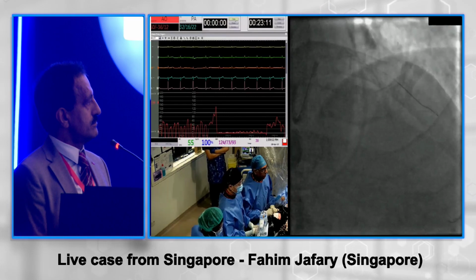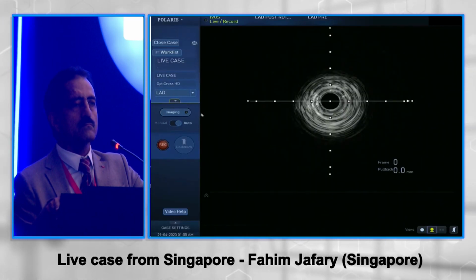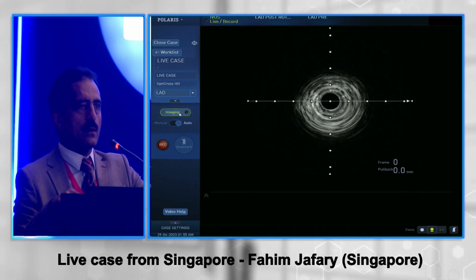So with that note, I'm just going to go in with the IVUS. If we get cut off, then we get cut off. If not, then you'll get to see what it looks like and see if we need to do more.